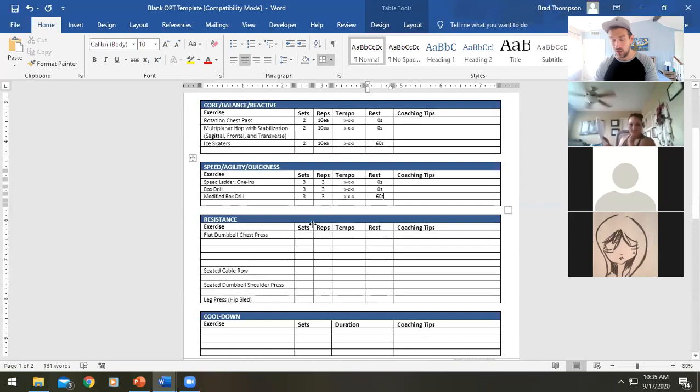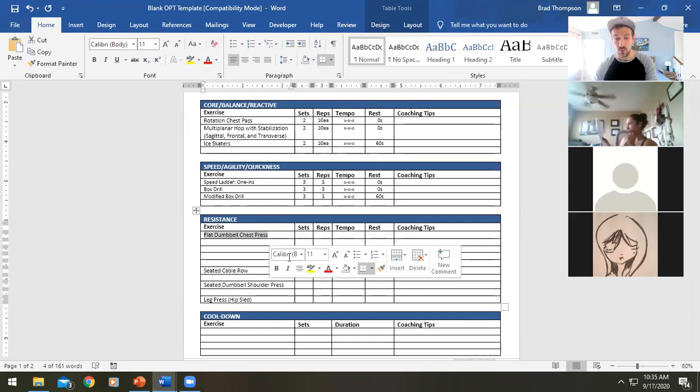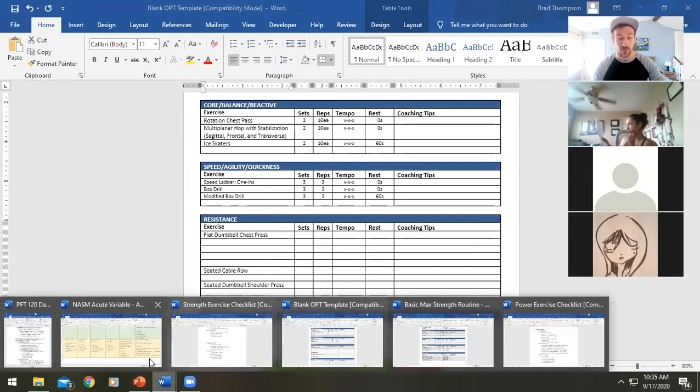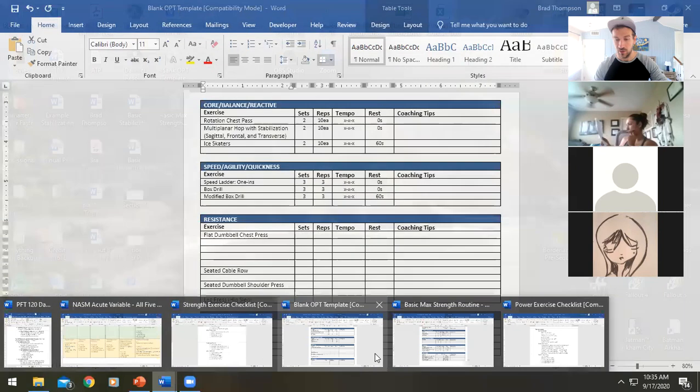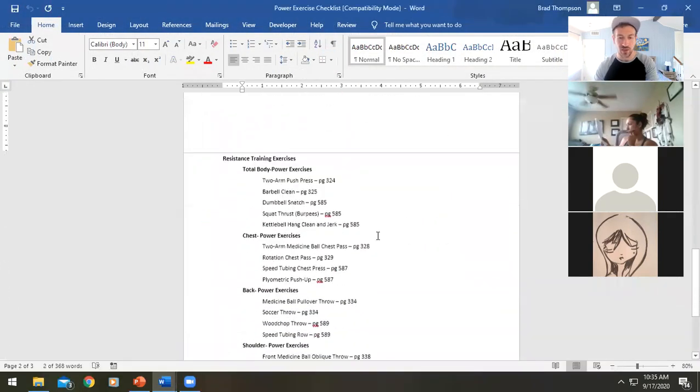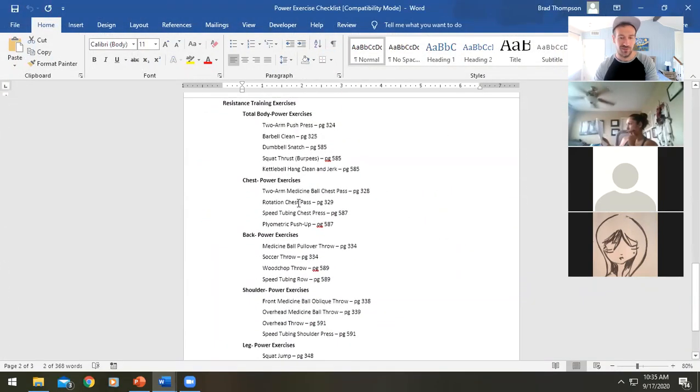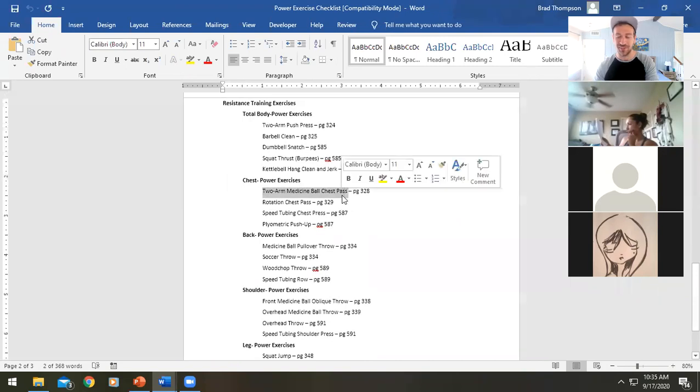Okay, now we're into the max strength part. Or I'm sorry, we're into the power resistance part. So we do flat dumbbell chest press. We've got to pair that with a power movement, so I go into my power checklist. The first one, two arm. Yeah, these actually are fairly good pairs.